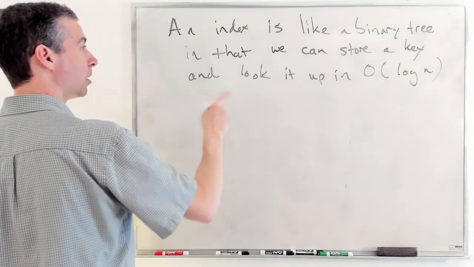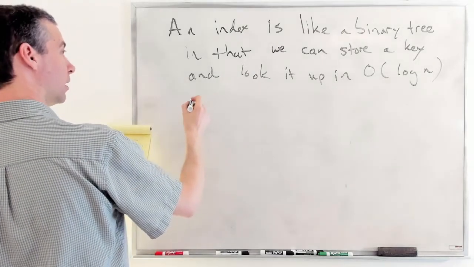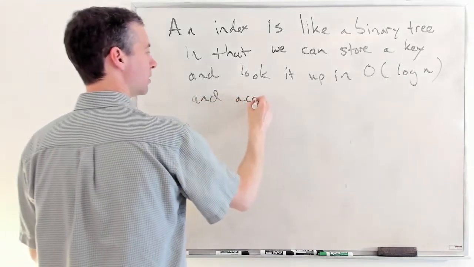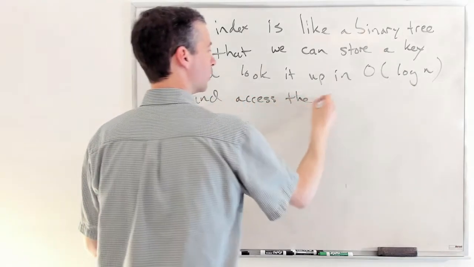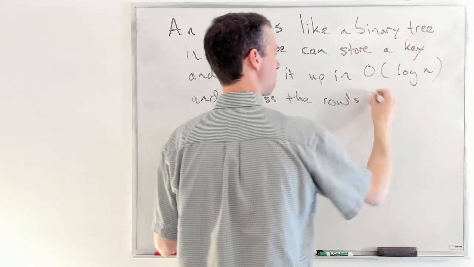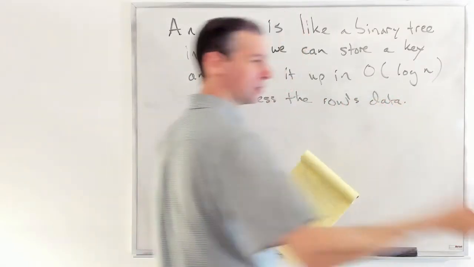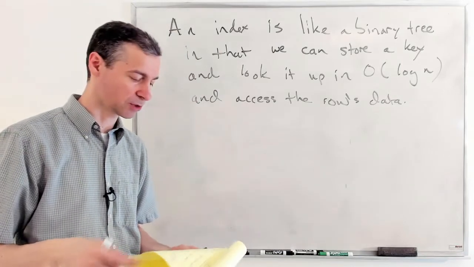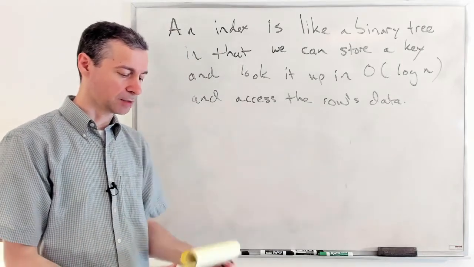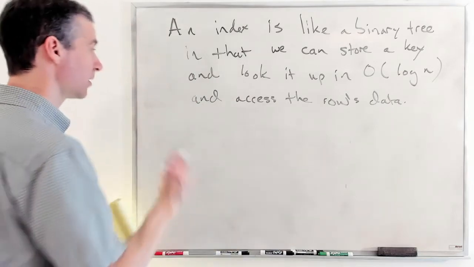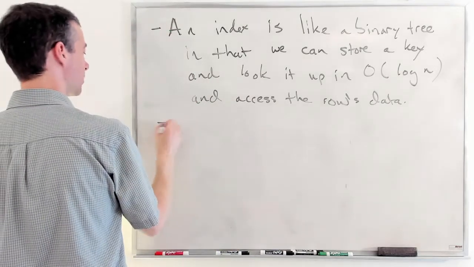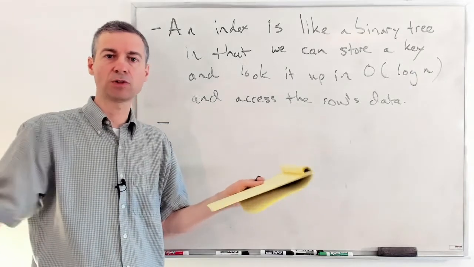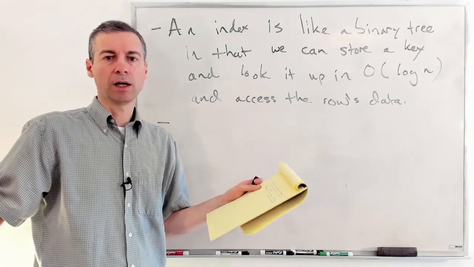So we can look up in order log_n and access the row's data. So we can look it up quickly and pull it into the computer where you can actually work on it, instead of having to do a sequential scan for things. All right. Now the other thing to note about an index: wow, that's great. That's a huge performance leap.